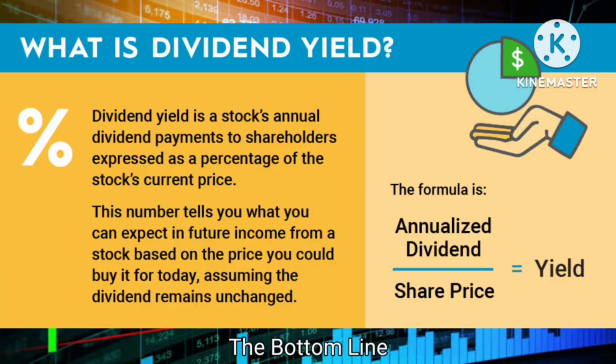The bottom line: using a combination of P/E ratios and dividend yield gives you a more complete view of a company's financial health and growth potential than relying on any single metric alone. These ratios, along with other financial indicators, can help you evaluate whether a stock is undervalued or overvalued.